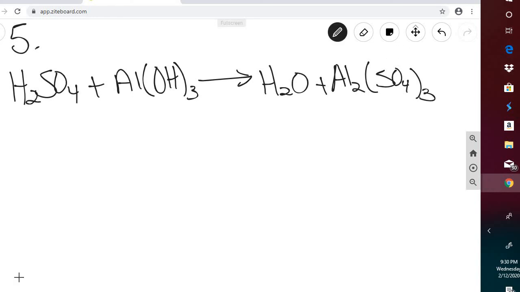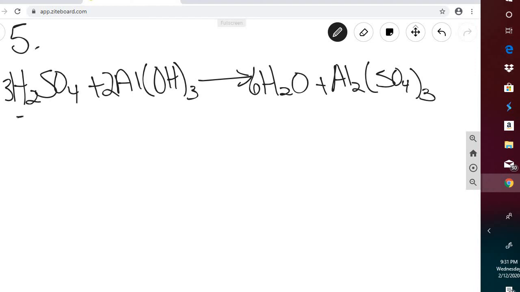Okay, now we balance it. So let's put a 2 here to balance the aluminums. We have 3 SO4s there, so let's put a 3 here to balance those. And now let's look at the hydrogens. We have 6 plus 6, so 6 plus 6 is 12, so let's put a 6 there. And then the oxygens, we have 12 plus 6 is 18. And we have 6 plus 12 is 18 over there. So that's the balanced equation.